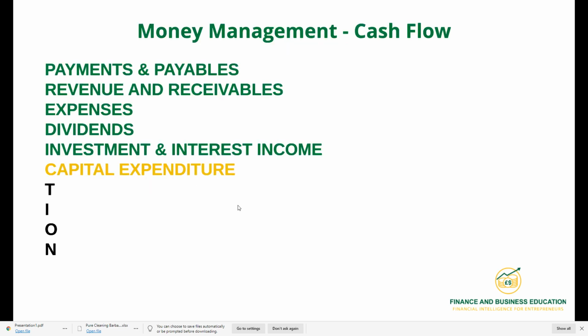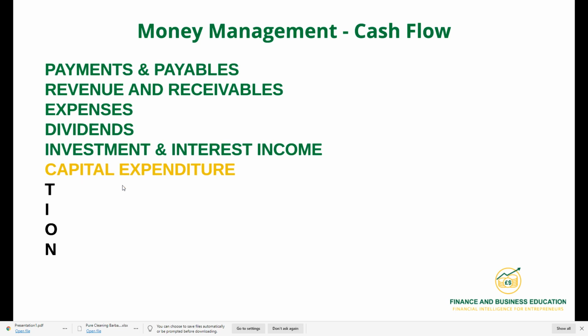So I've been talking about capital expenditure for a while. We are moving forward in this cash flow prediction model, and now you kind of get the idea of how the system actually works. We go through payables, revenue, expenses, dividends, interest income, and capital.